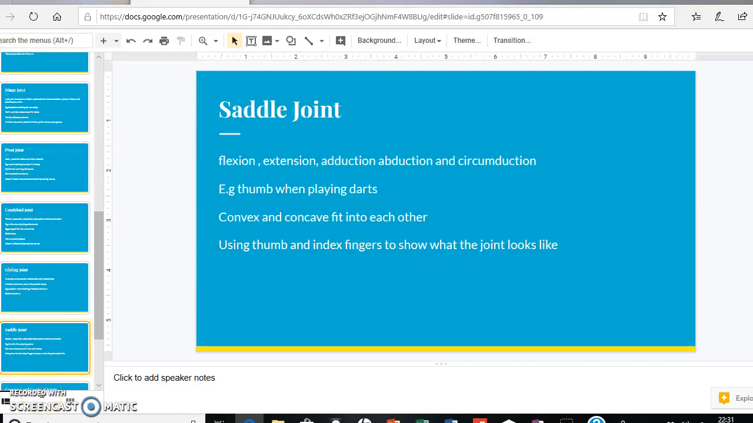The saddle joint allows flexion, extension, adduction, abduction, and circumduction. An example of this is the thumb joint when playing darts, because flexion occurs when holding the dart, and then when throwing and releasing the dart, extension occurs. And if you were playing a spin shot, then abduction and adduction could happen to make the dart spin.